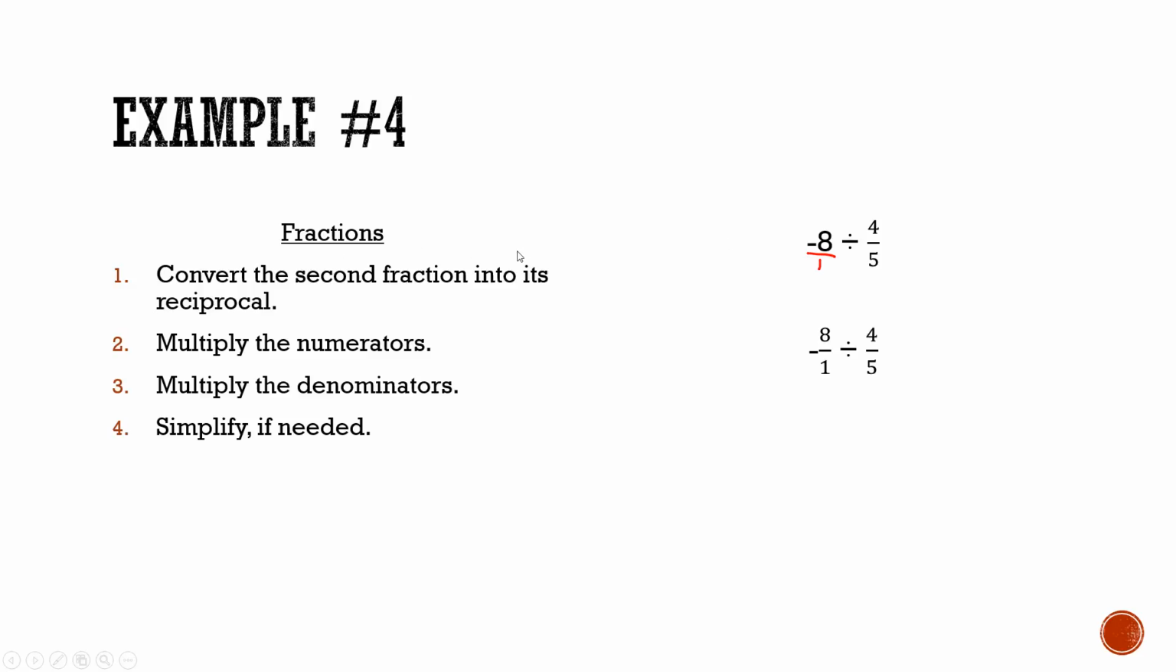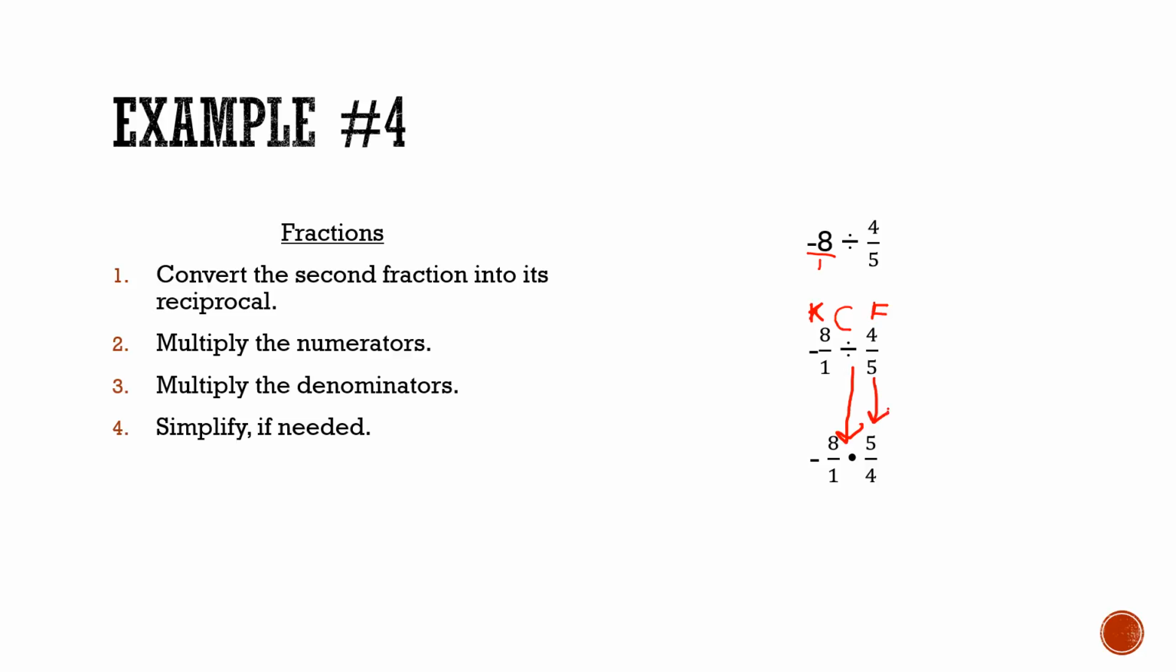Now we have to convert the second fraction into its reciprocal. Basically what we're trying to do is multiply by the reciprocal. So this first one stays the same, so I'm just going to say that we're going to keep it, okay? And then we're going to change this next one. We're going to change the division sign into multiplication, and we're going to flip or find the reciprocal of the second fraction. So -8 stays the same, the division became multiplication, and the reciprocal of 4 over 5 is just its opposite once it's flipped.